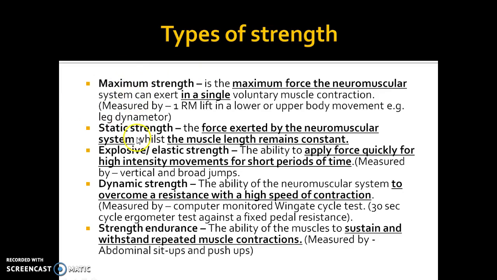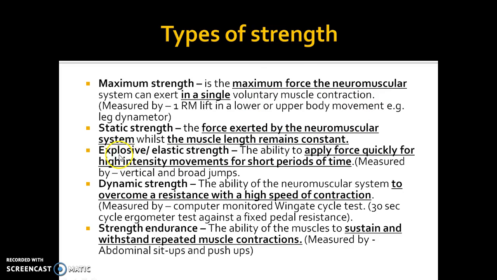Next thing we're looking at is static strength. It is pretty much what it says there. If something is static, there is no movement in the muscle. So what it's saying here is the force exerted by the neuromuscular system, exactly the same force, while the muscle length remains constant, or the same length. We know that from static. You might have termed it isometric at GCSE, for example. So static strength, same start, but the muscle length remains constant.